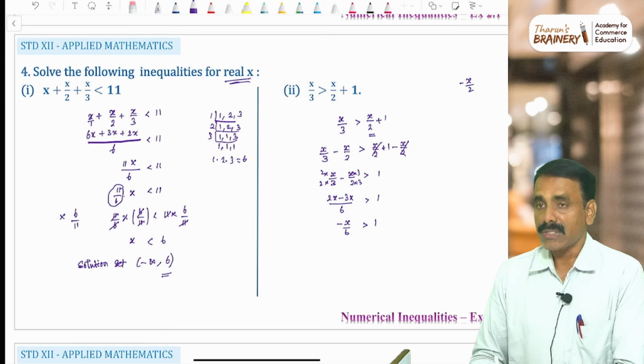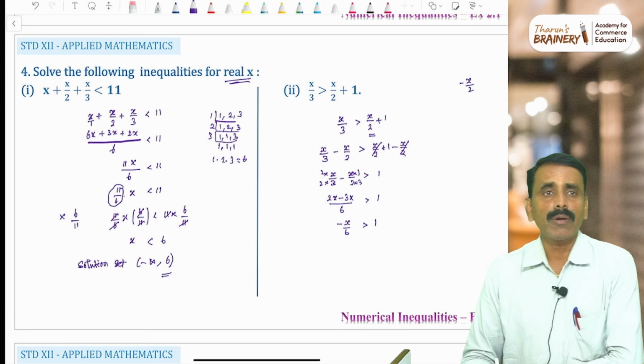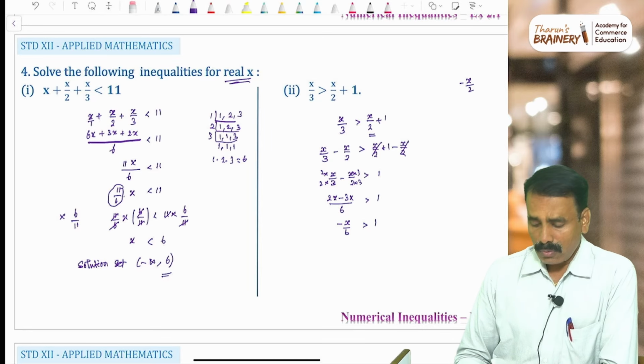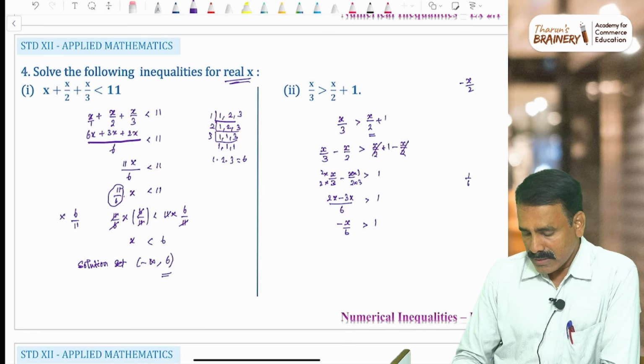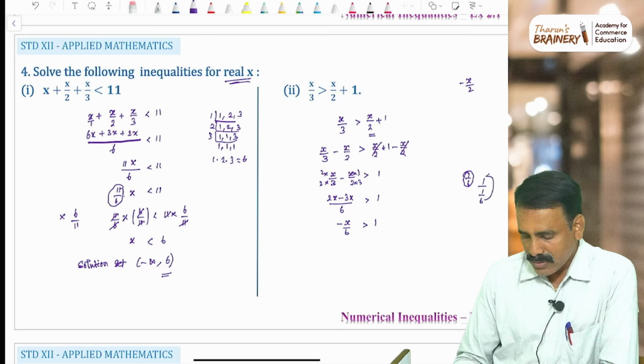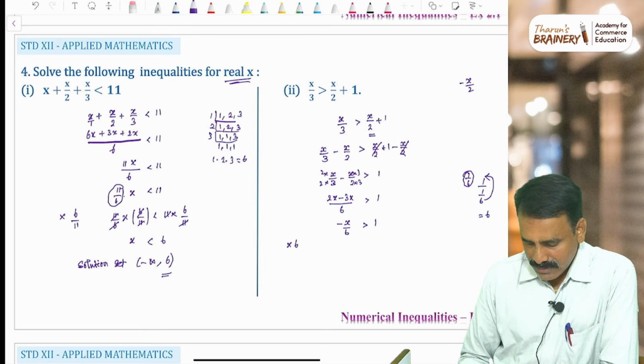Now, I want to remove the 6. This is 1 by 6 actually. So, what is the multiplicative inverse of 1 by 6? Multiplicative inverse of 1 by 6 is 1 divided by 1 by 6. So, this term goes to the numerator. So, it is nothing but 6. So, multiply with the 6. So, minus x by 6 into 6 strictly greater than 1 into 6.